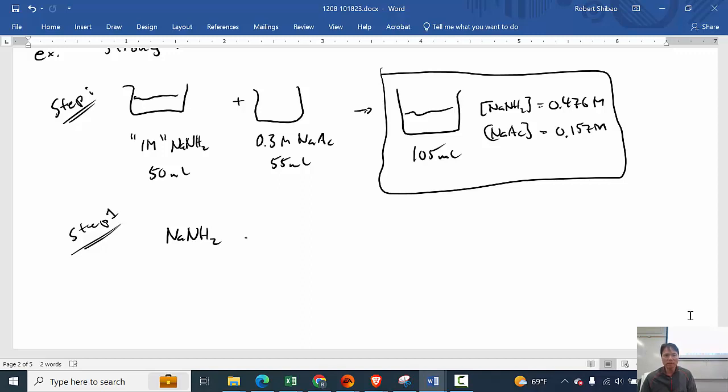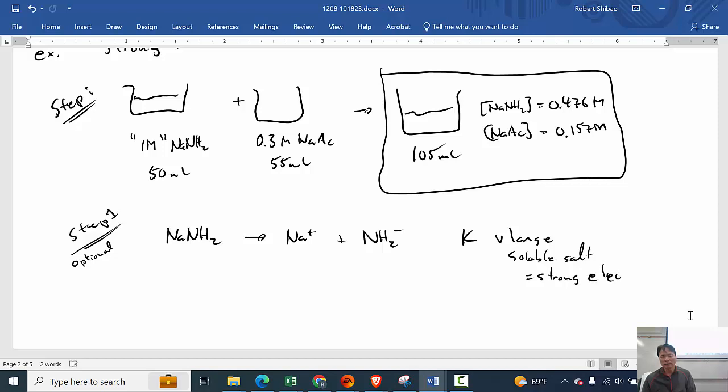It's that we have a strong electrolyte. And so if we have a sodium salt, all sodium salts are soluble. So this splits up into sodium ions and amide ions. So this is optional. In other words, we could do this in our head, automatically split it up. But K is very large. Soluble salt is a strong electrolyte. Strong electrolytes ionize completely. If they ionize completely, then we'll just say K is very large.